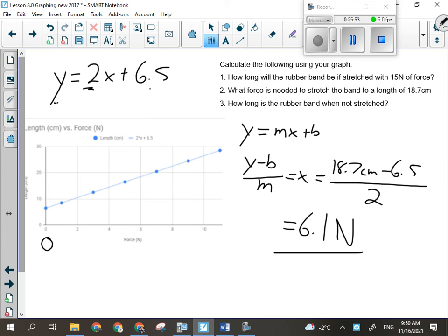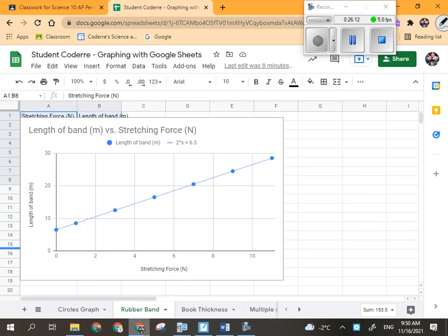Does that make sense to everyone? So that's the importance of the y-intercept. The y-intercept is kind of your starting point. What is y when nothing is happening yet, in terms of x? Questions on that one?